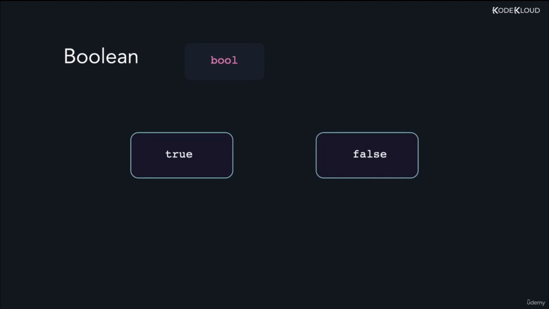Next, we have booleans. So booleans are defined in Golang using the keyword bool, and they consist of just two values, true and false, both in small case letters. So in Golang, they should be just true and false and nothing else. Although some other languages permit the values such as 1 and 0 to represent true and false, but Go does not. Also, a boolean in Golang occupies 1 byte of memory.